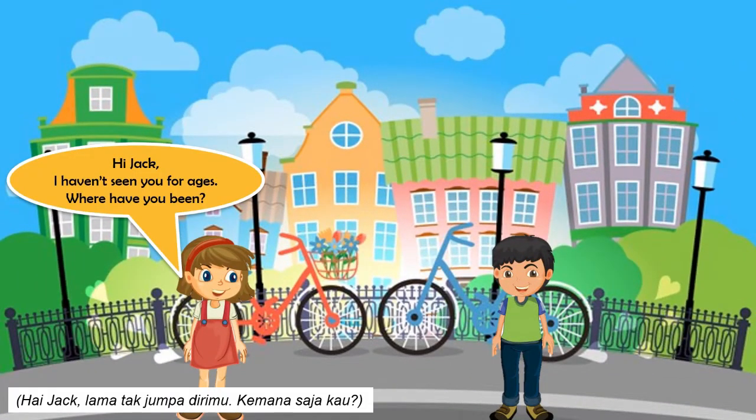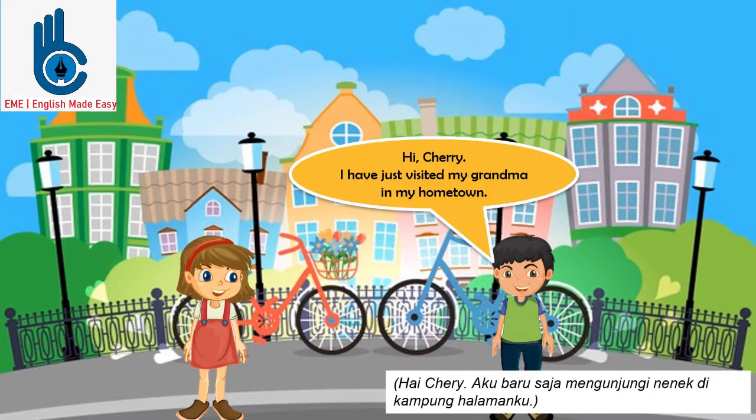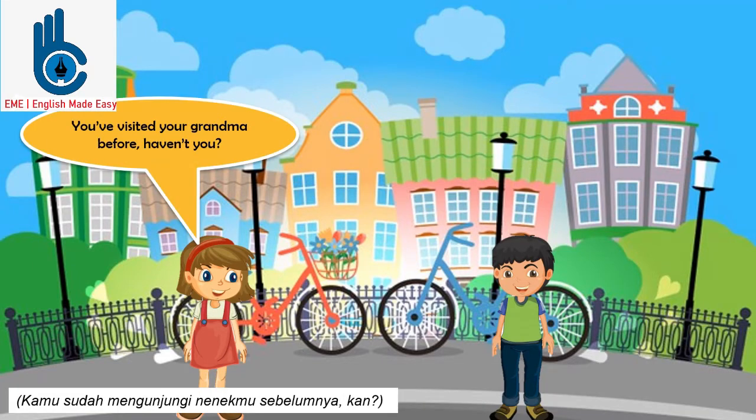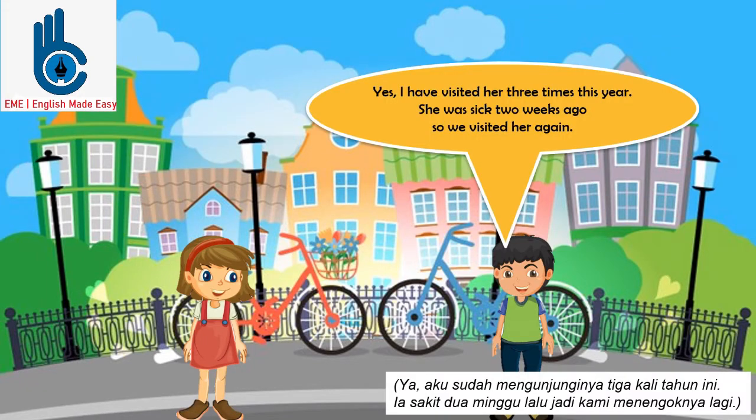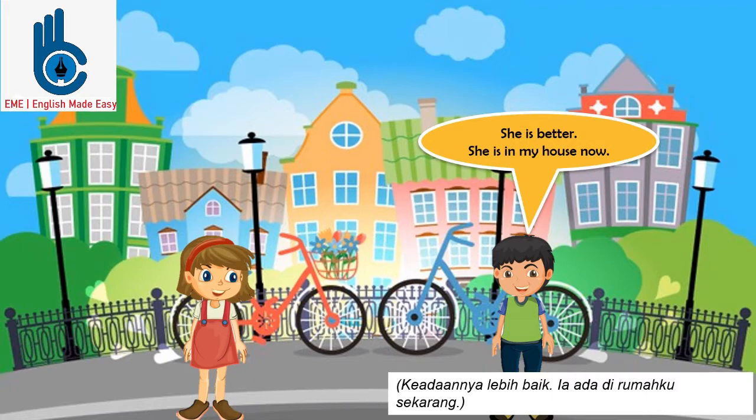Hi Jack. I haven't seen you for ages. Where have you been? Hi Cherry. I have just visited my grandma in my hometown. You have visited your grandma before, haven't you? Yes, I visited her 3 times this year. She was sick 2 weeks ago, so we visited her again. How is your grandma now? She is better. She is in my house now.